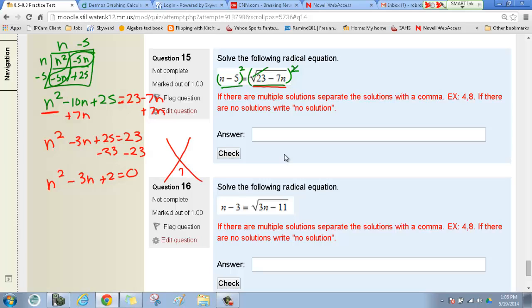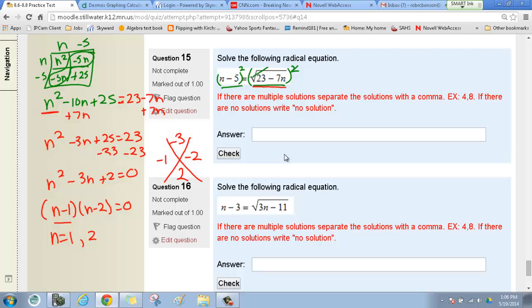Now at this point, I'm going to do my little x thing. I got my 2 on the bottom, my negative 3 on top. What times what is 2? That has got to be negative 3. Well, that's negative 1 and negative 2. So I got n minus 1 and n minus 2 is equal to 0. Okay? So those are my two solutions right there. My one solution is n equals 1 from this one. My other solution is 2 from this one.